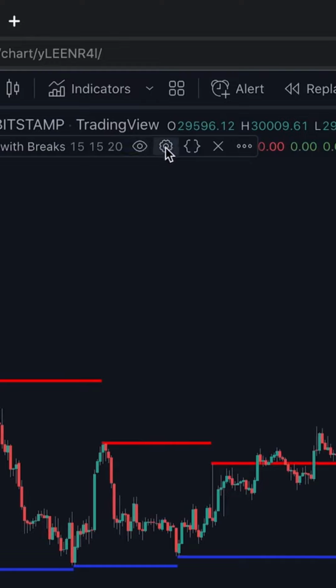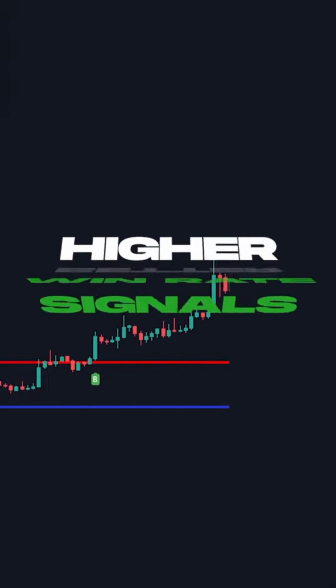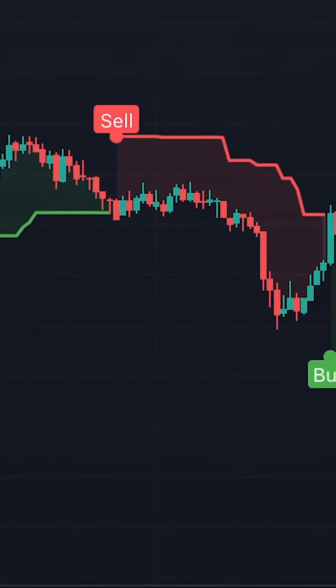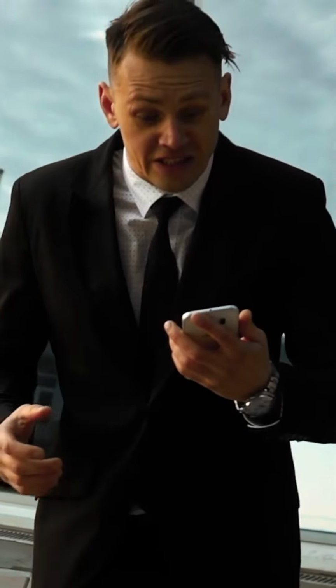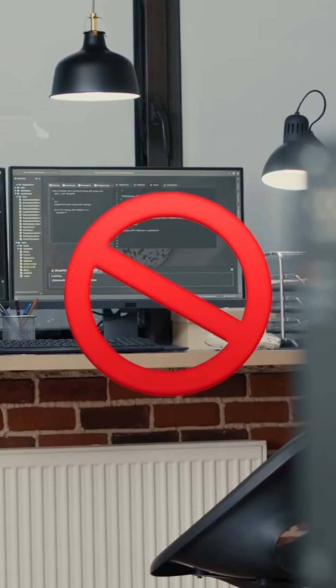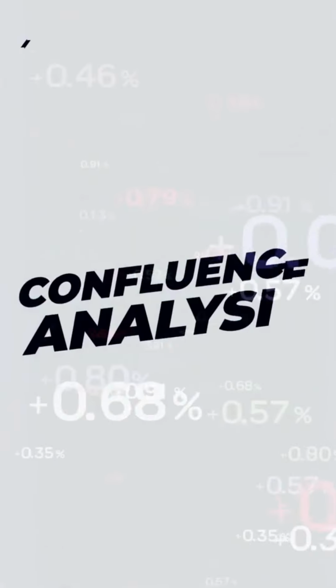You can even go to the settings and adjust the volume threshold higher to get even better breakout signals that have a much higher win rate. If you're following indicators blindly when trading or investing, you're going to blow up your entire account. There's no such thing as a magical algorithm that's going to print you money in the market, and you need to build something called confluence in your analysis before taking any trades.